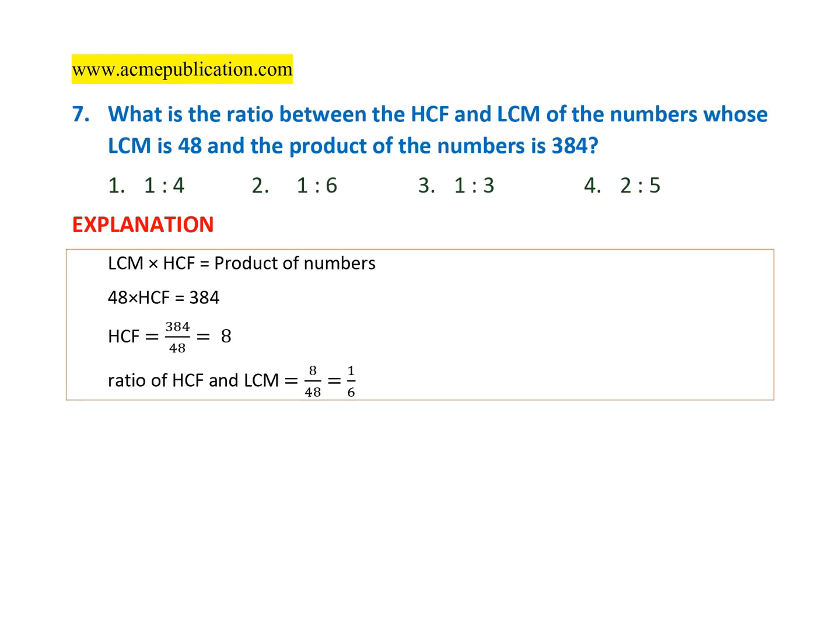What is the ratio between the HCF and LCM of the numbers whose LCM is 48 and the product of the numbers is 384? So the formula will be LCM multiply HCF is equal to product of numbers. Putting the values 48 and 384 in this equation, we will get HCF is equal to 8. Now the ratio of HCF and LCM will be 8 upon 48, that is 1 by 6.